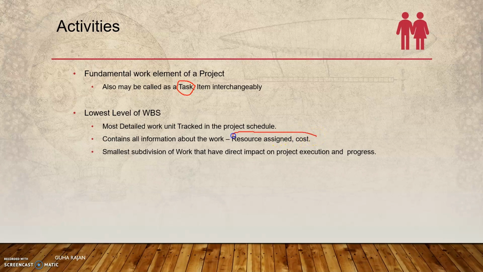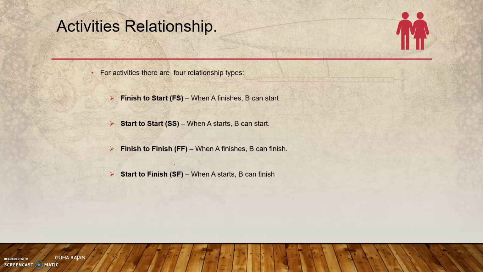This is where to the activities you assign resources and cost. If you assign a machinery, then there is a machinery cost. If we use the machinery and return it back, then you will be paying a rental cost for it. So it's the smallest subdivision of work that has a direct impact on project execution and progress. Now there could be different activities, and this is where the project manager's role is critical, and the understanding of the project work becomes essential as well.